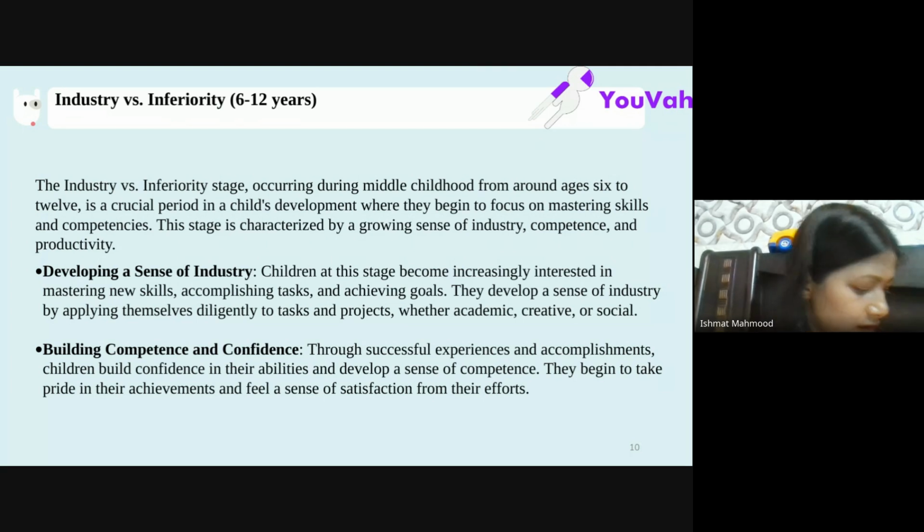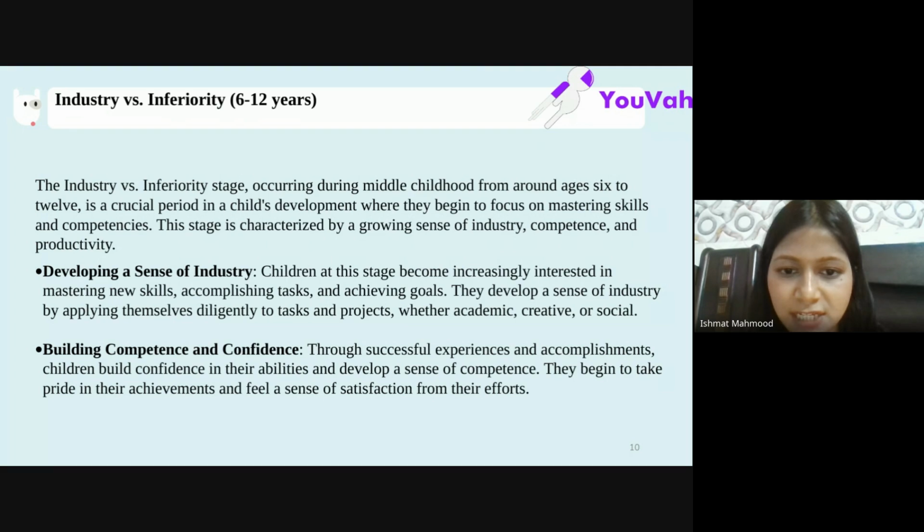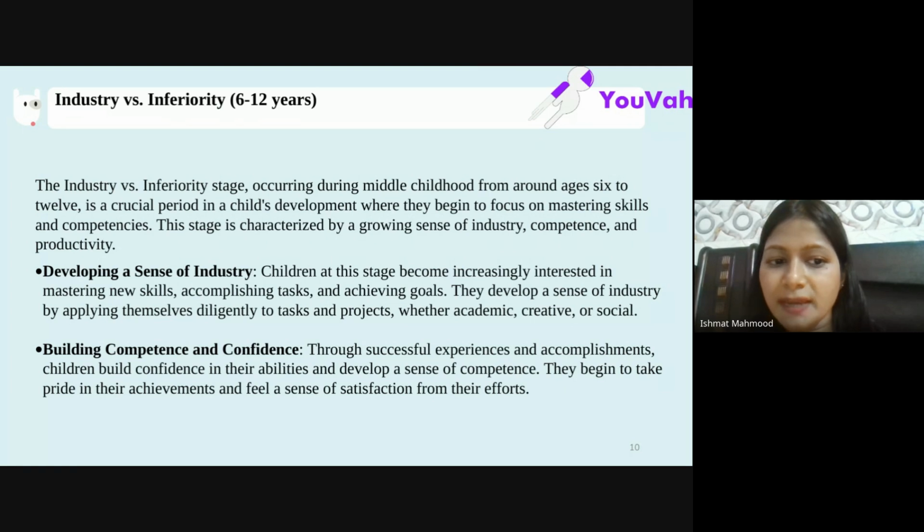So if we take it, children at this stage become increasingly interested in mastering new skills, accomplishing tasks or achieving goals, right? यहाँ पे हम अलग अलग goals set करते हैं, इस वाले age में हम बहुत सारी चीजें explore करते हैं, right? So they develop a sense of industry by applying themselves diligently to tasks and projects, whether academic, private or like social.